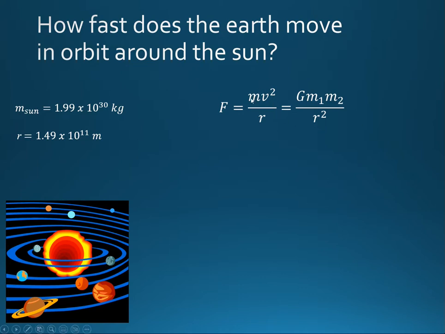You should hopefully recognize this mv squared over r as the centripetal acceleration of an object moving in a circle. So this would be the centrifugal force of Earth as it orbits the Sun, and that needs to be equal to this gravitational pull by the Sun. As long as they're equal, then the Earth will be able to orbit the Sun. If it was stronger, it would get sucked in towards the Sun, and if it was lesser, Earth would start to float away.